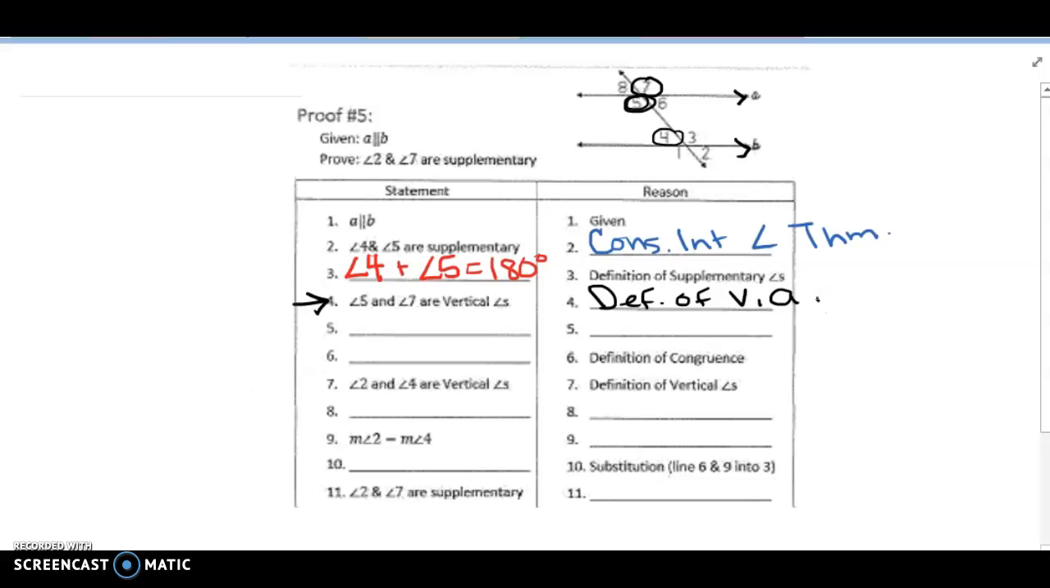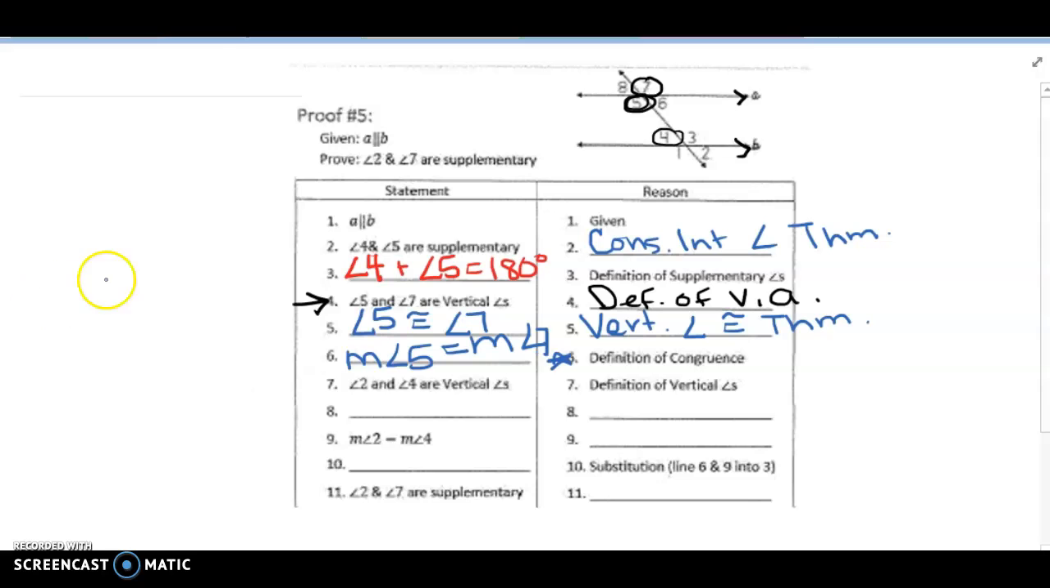Okay, now what do we know is true about all vertical angles? Well, we should know by now, this is nothing new, that all vertical angles are congruent. Okay, and we know that because the vertical angle congruence theorem tells us so. Okay, well, if I'm just using the definition of congruent, that means that the measure of angle 5 equals measure of angle 7.